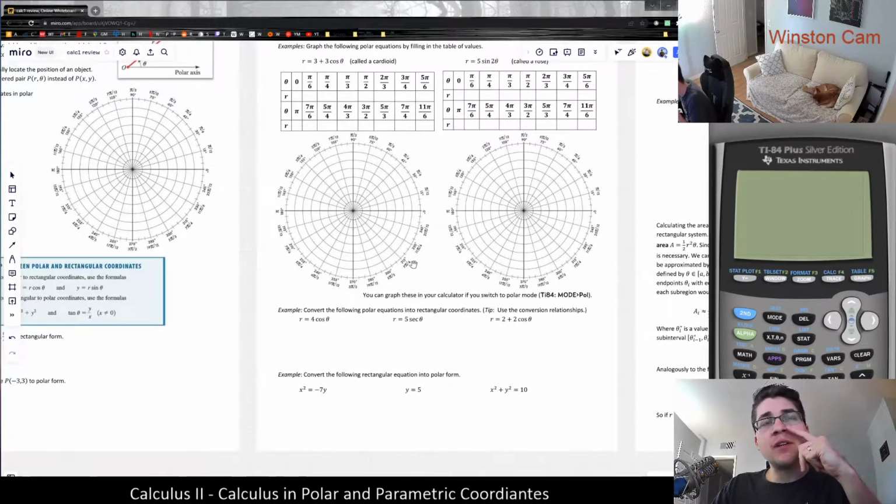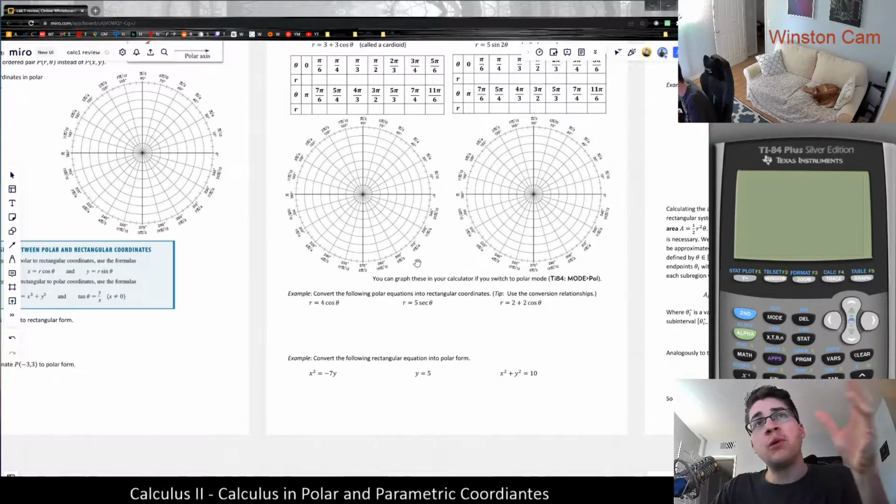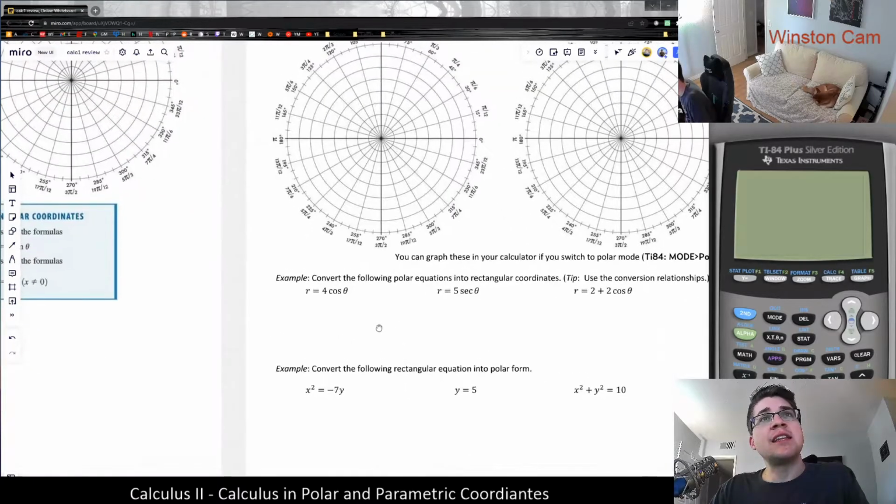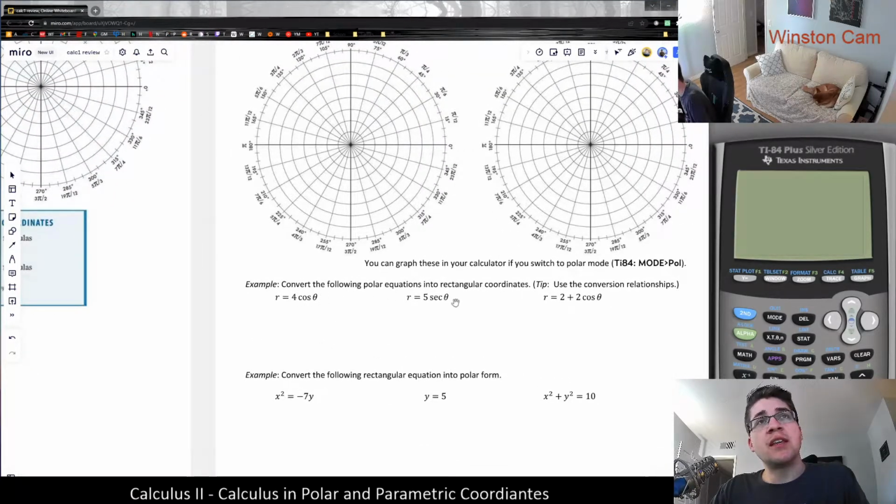But that being said, I wanted to talk about how to convert between polar and parametric equations back and forth, just in case you wanted to understand what something looks like. So say, for example, we're looking at the equation r equals 4 cosine theta, r equals 5 secant theta, and so forth. There are ways to sometimes convert polar equations into rectangular form, or a normal, quote-unquote normal, implicit or explicit equation involving x and y.